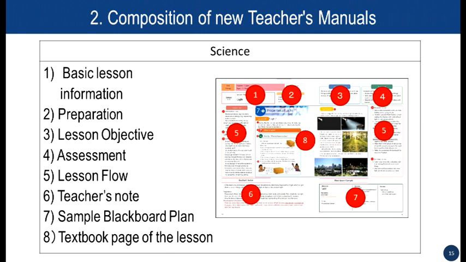The composition of the teacher manual. The teacher manual consists of 8 different parts. Number 1, the basic lesson information. 2, preparation. 3, lesson objective. 4, assessment. 5, lesson flow. 6, teacher's note. 7, sample blackboard plan. And 8, textbook page of the lesson. Now, we are going to look at each part of the teacher manual.